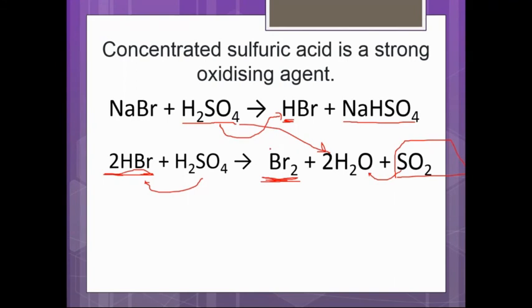I've seen some past paper questions when they ask you to predict the product, so they'll give you a reaction like this, and they'll get you to predict the product. A lot of the time it's the multiple choice ones. So this is worth remembering: with the bromide and the iodide, you will get the diatomic elemental gas, although bromine is pretty soluble, so it might dissolve back in there a little bit, with water and sulfur dioxide.